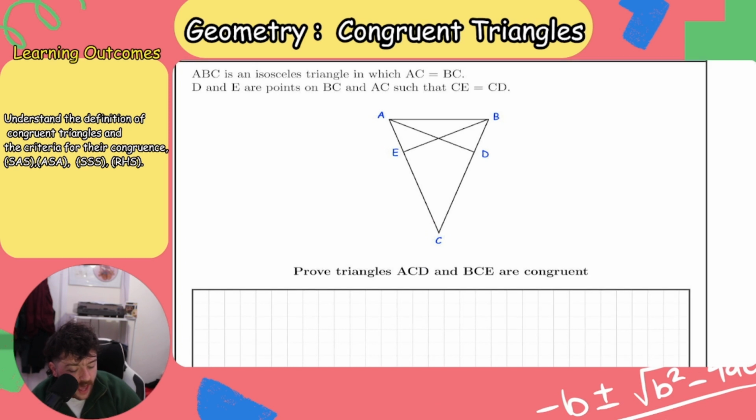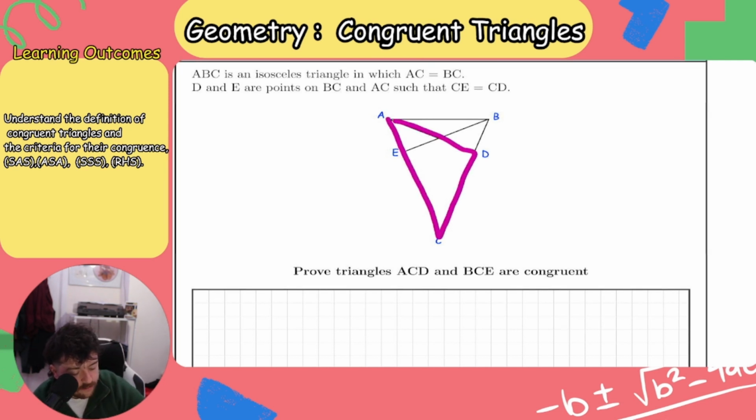ABC is an isosceles triangle in which AC is equal to BC. D and E are points on BC and AC such that CE is equal to CD. So I have 2 triangles in here. Prove triangles ACD and BCE are congruent. These triangles stress me out, they're all mixed up together. The best thing now is to separate them, so I'm going to separate out triangle ACD.